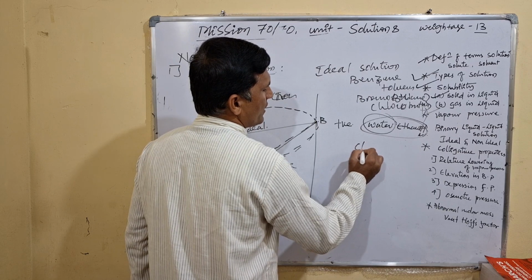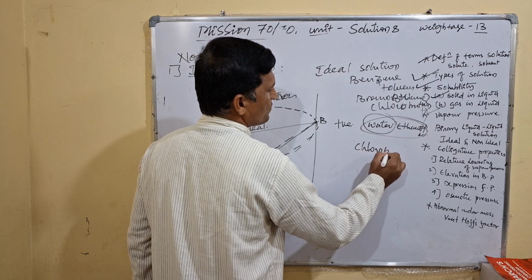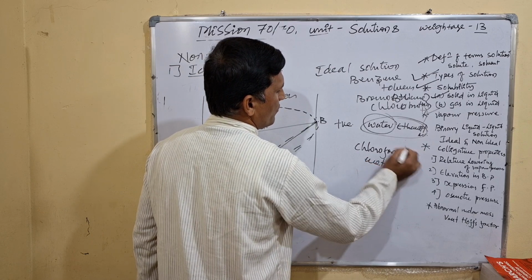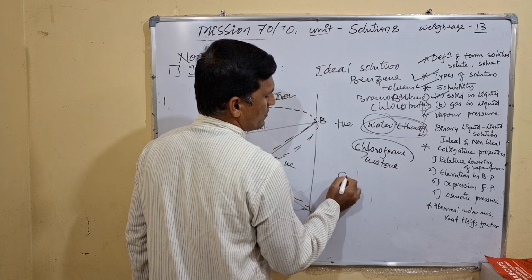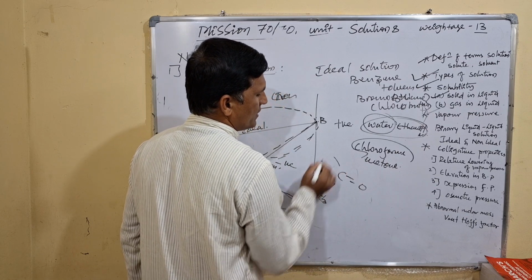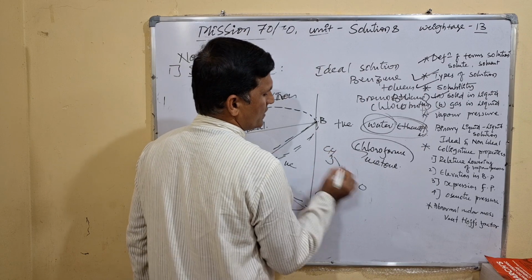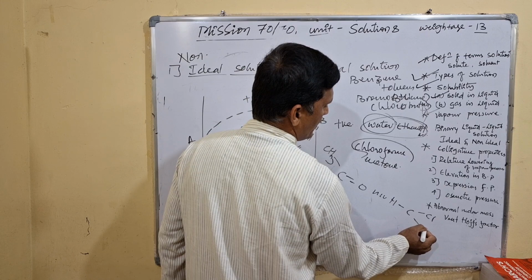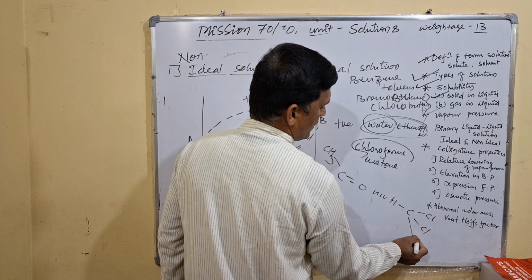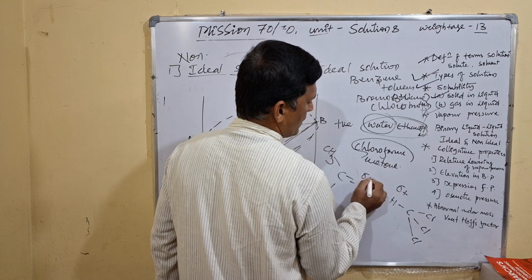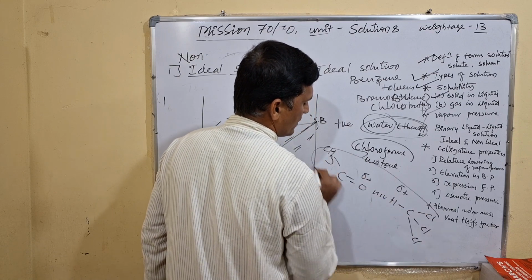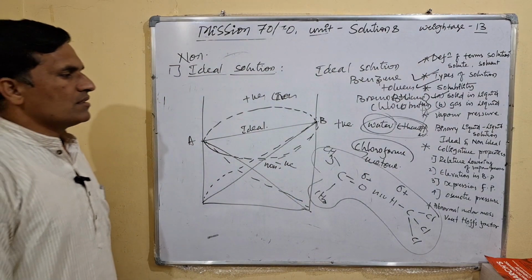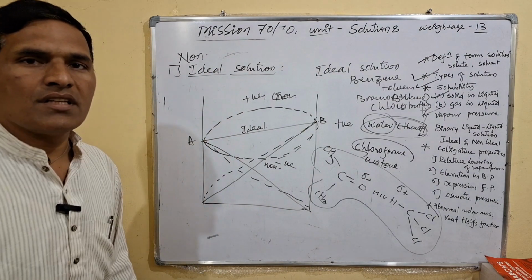And negative deviation, you can take chloroform and acetone. Chloroform acetone is an example. So where what happens? The chloroform is going to do the hydrogen bonding with carbonyl oxygen of the acetone. By inductive effect, the H of CHCl3 is having partial positive charge and the oxygen partial negative charge, so therefore they will attract with each other, so therefore they will show negative deviation from the Raoult's law. Okay, so this is all about positive deviation and negative deviation in brief.